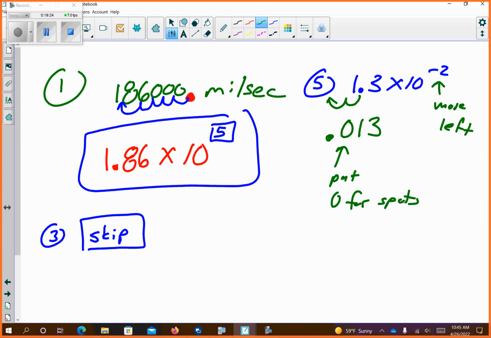So 1.3 times 10 to the negative 2 is 0.013. Feel all right? So there's a couple on that page to try. Let's go to page 190. You still with me? Good? Everyone else good? All right, let's go to number 7.